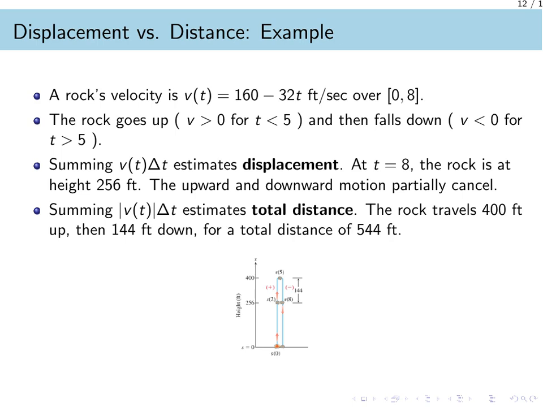But to find the total distance traveled, we must sum the absolute value of v of t. The rock traveled 400 feet up and then fell 144 feet down. Therefore, the total distance traveled is 544 feet. Summing the speed gives this total path.